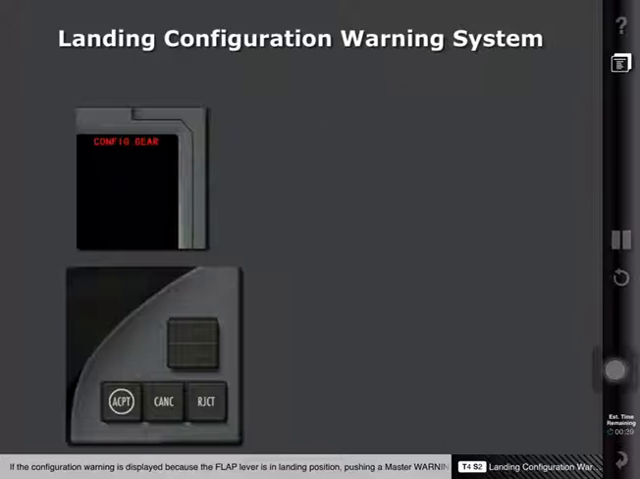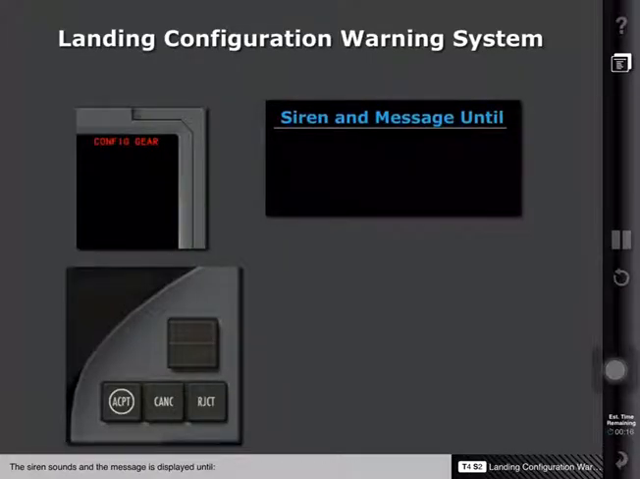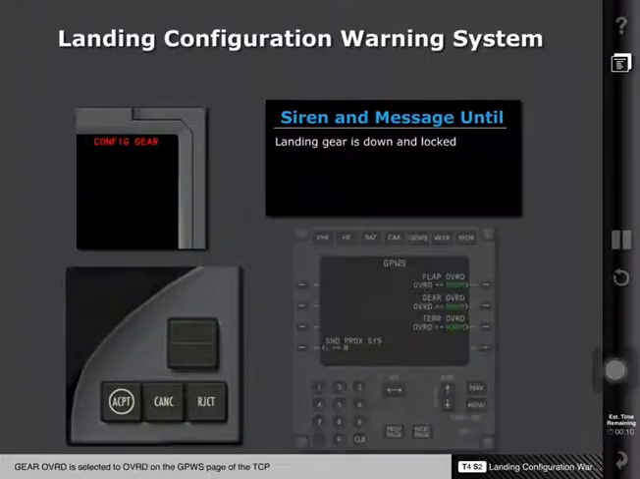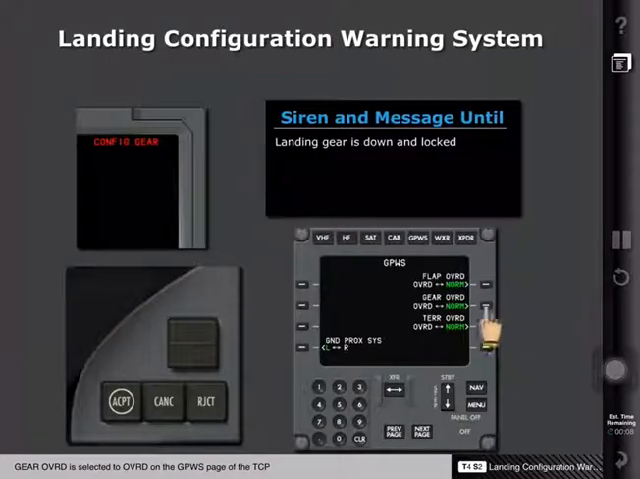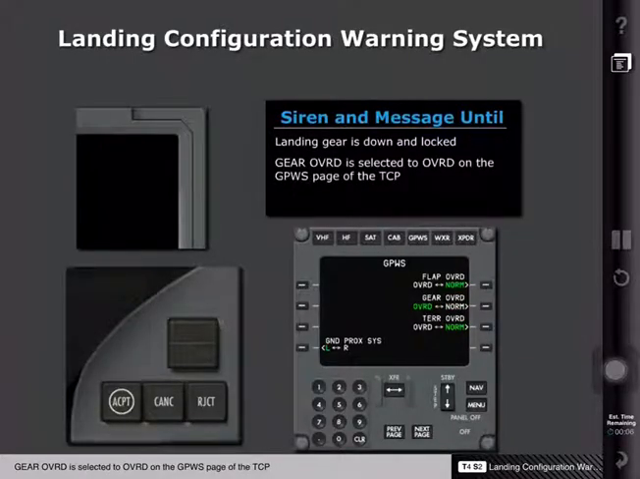If the configuration warning is displayed because the flap lever is in the landing position, pushing a master warning reset switch will only extinguish the master warning lights. The siren sounds and the message is displayed until the landing gear is down and locked, or gear override is selected to override on the GPWS page of the TCP.